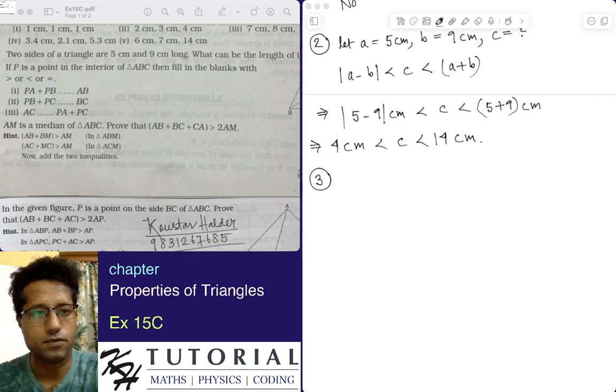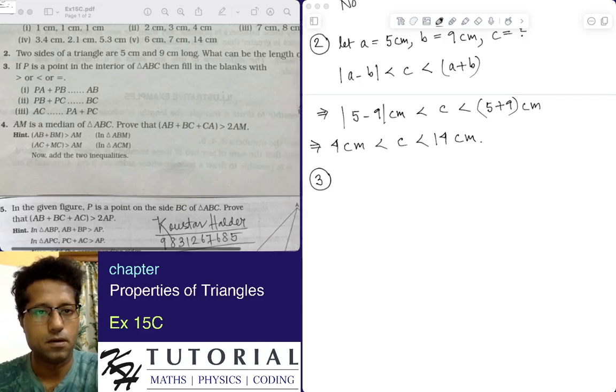Let's solve question number 3. If P is a point in the interior of a triangle ABC, then fill in the blanks with less than or greater than or less than or equal to.